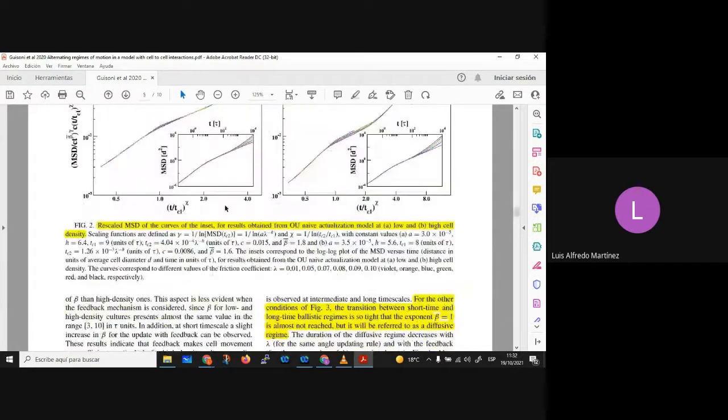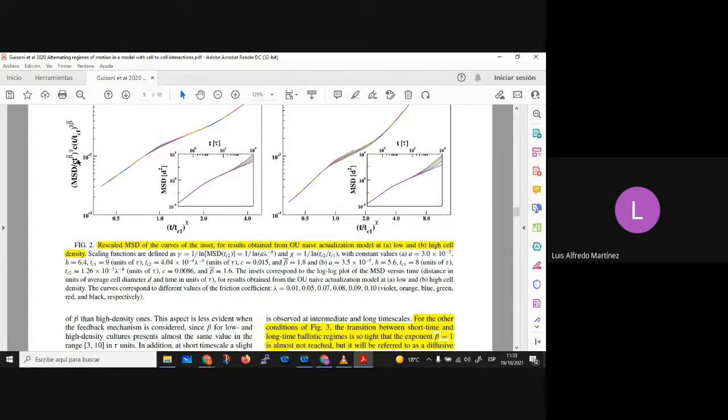Figure 2 shows a very good collapse onto a single curve for the mean squared displacement, normalized by the power scaling law, C t to the power beta. For high density cells, it is not true. In this case, for different values of the friction coefficient, we can see several curves, in contrast to the low density cells, where all the dynamics can be described in one line of the MSD plot.